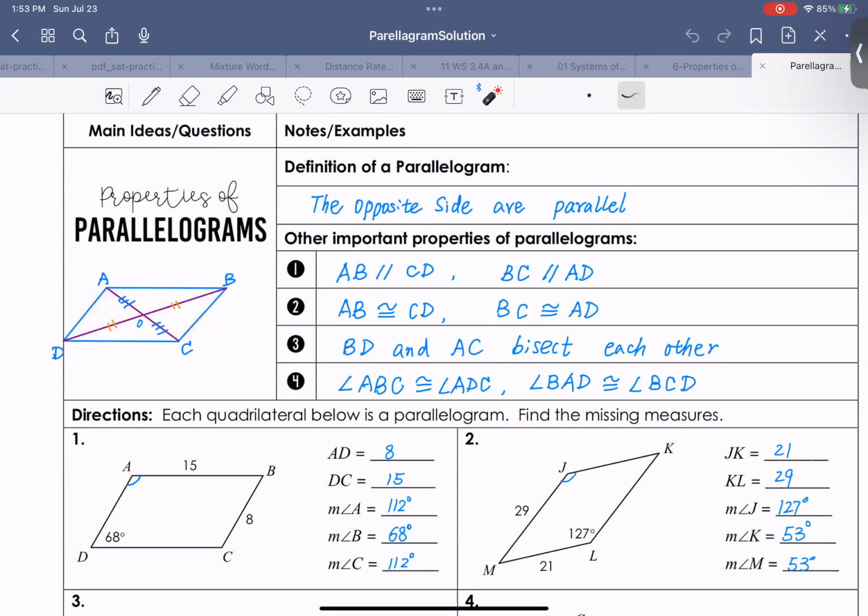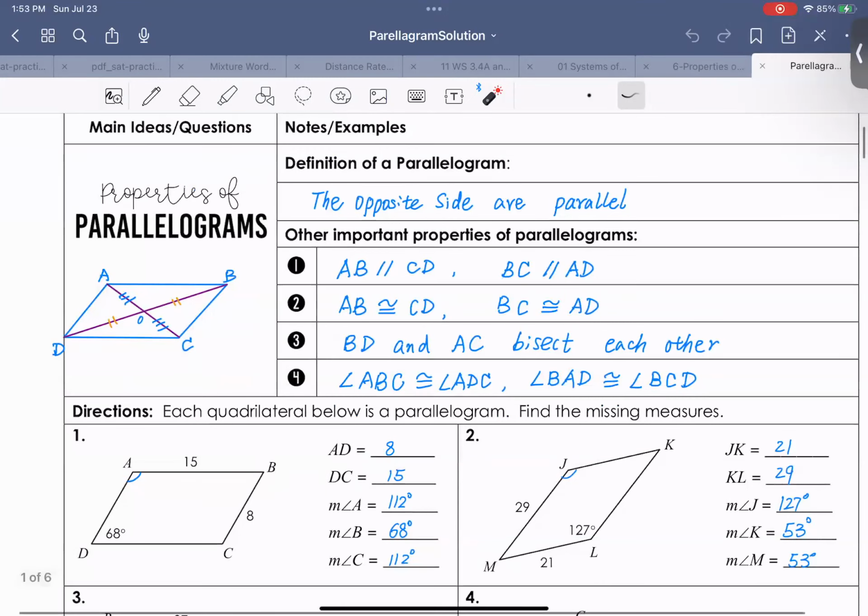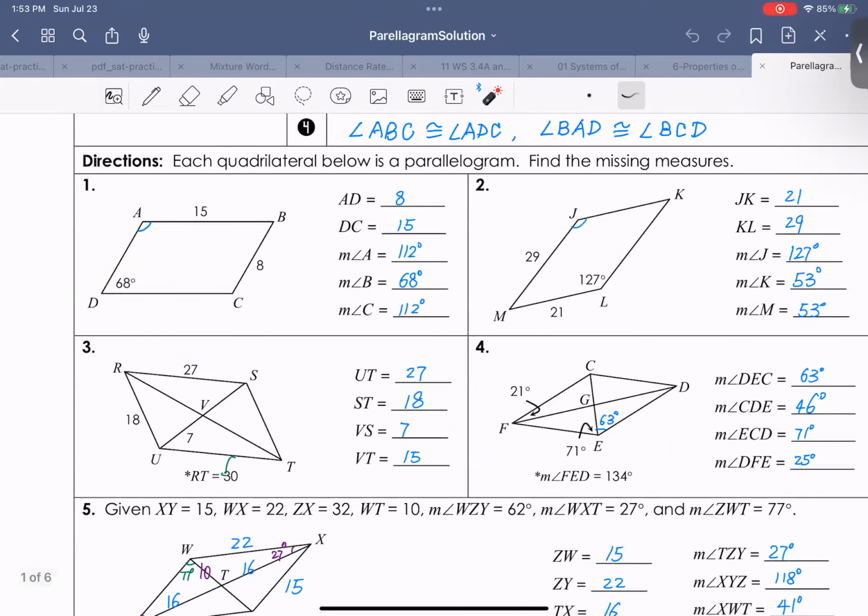This is the second one. The third one is the diagonals bisect each other. These two are equal, bisected by this line. And this line is also bisected by this line, these two pieces equal. And at the same time, you have the angle ABC. You have the opposite angles equal, and you have this angle's opposite equal. Okay, these are important properties for the parallelogram. Now, based on this information, we will be able to do the questions over here.